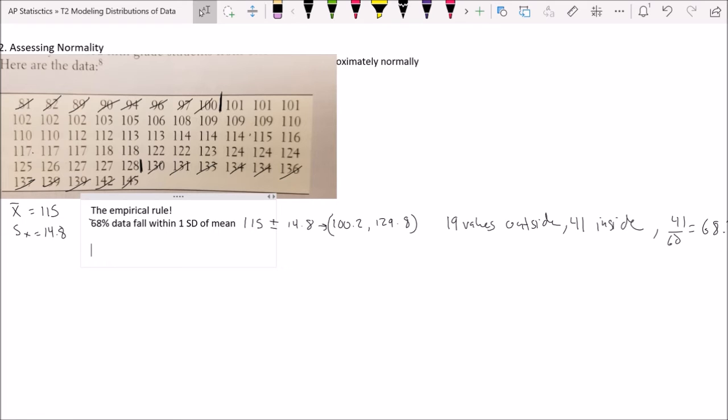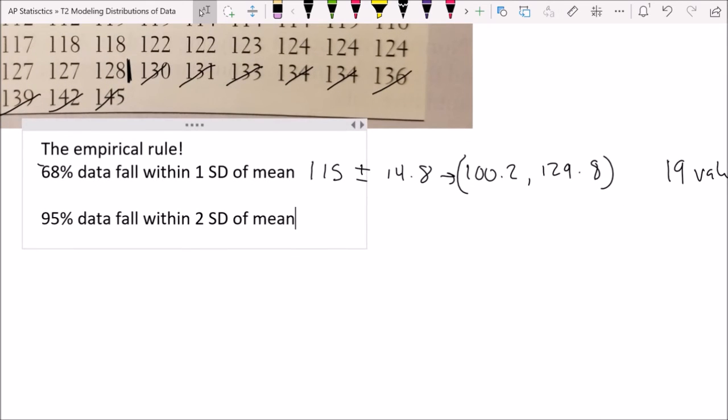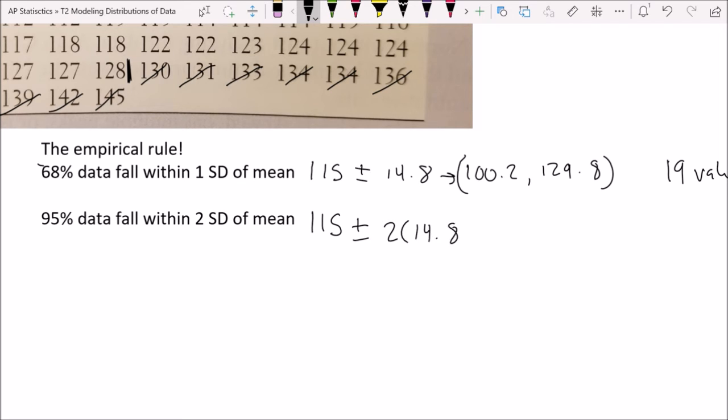We need to finish the empirical rule. The next part says that 95% of the data fall within 2 standard deviations of the mean. So this is going to start to feel maybe a little bit repetitive, but we're going to repeat this calculation now, except we're going to find the interval for 2 standard deviations away. So that's plus or minus 2 times 14.8, and we're going to get an interval.